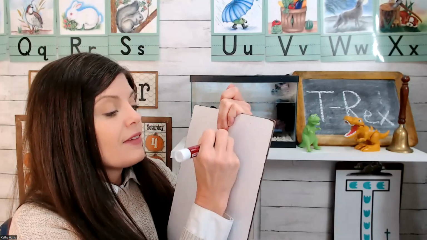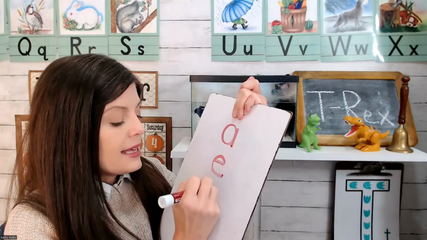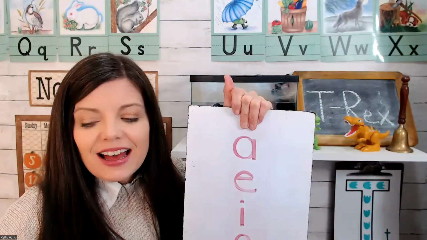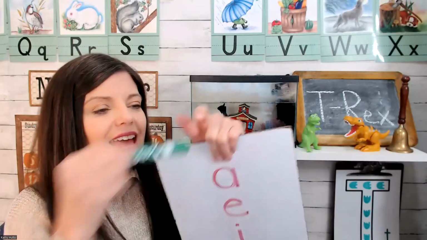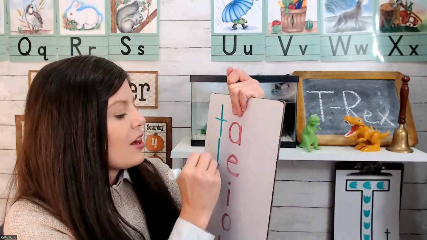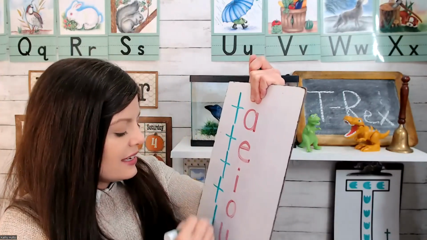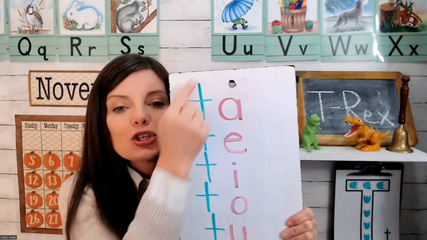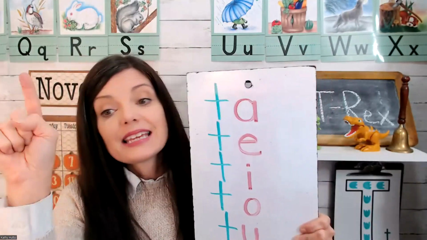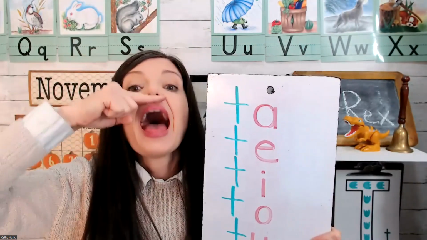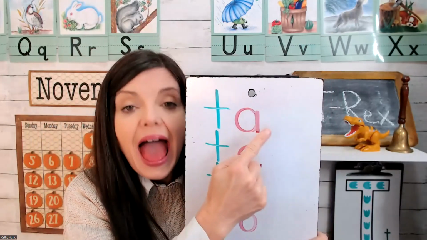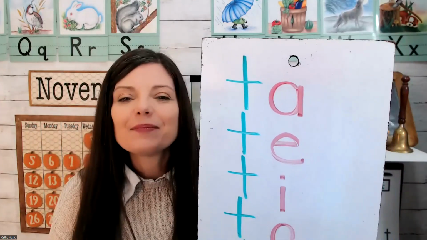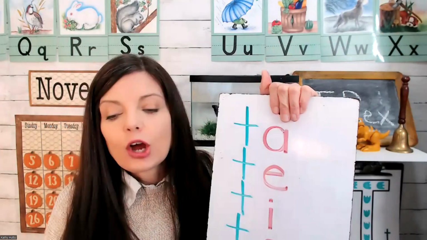This will only take us just a couple of minutes. Let's see who can help me sing the vowel song. A, E, I, O, U, A, E, I, O, U. These are the vowels. All right, so let's blend these two letter sounds together. T says t, t, t, and A says a, a, a. T, a, ta, ta, ta.